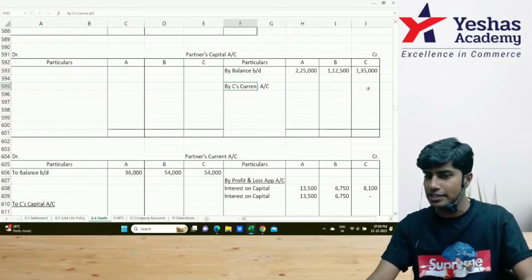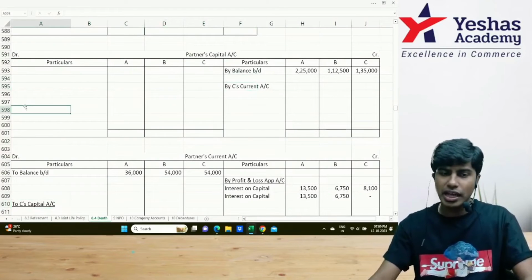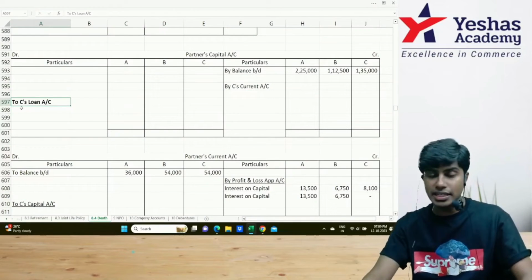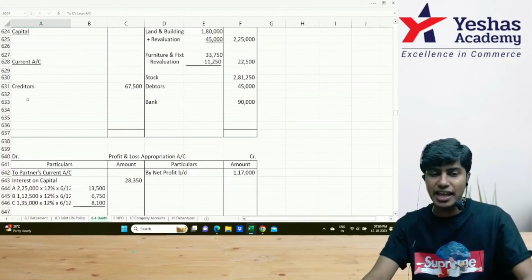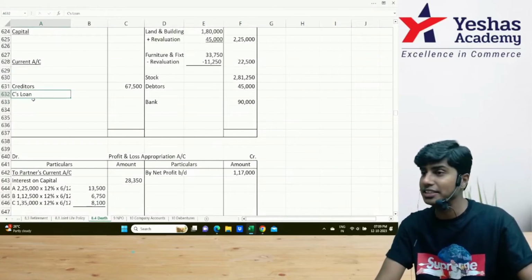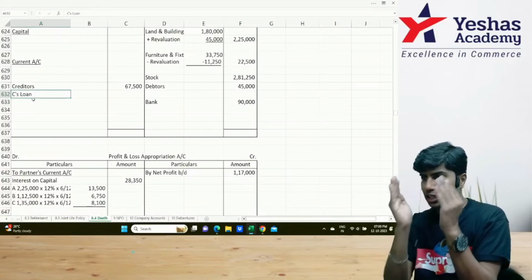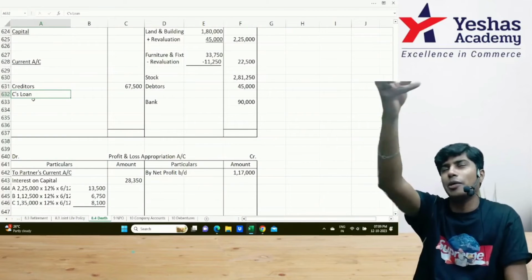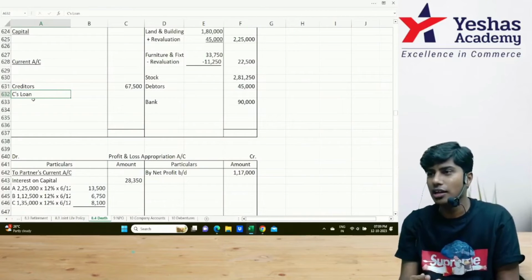C's current account balance, and whatever should be paid to C, I will not write to the bank account. What will I write? To C's loan. This C's loan will appear in the balance sheet as a liability. You people think, okay, current account balance I'll transfer to the capital account, and the balance I'll write in the balance sheet as a liability.